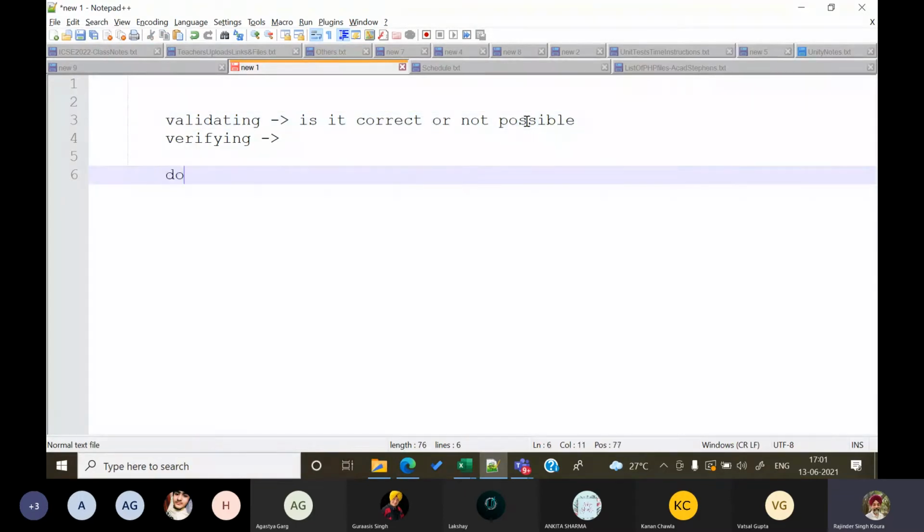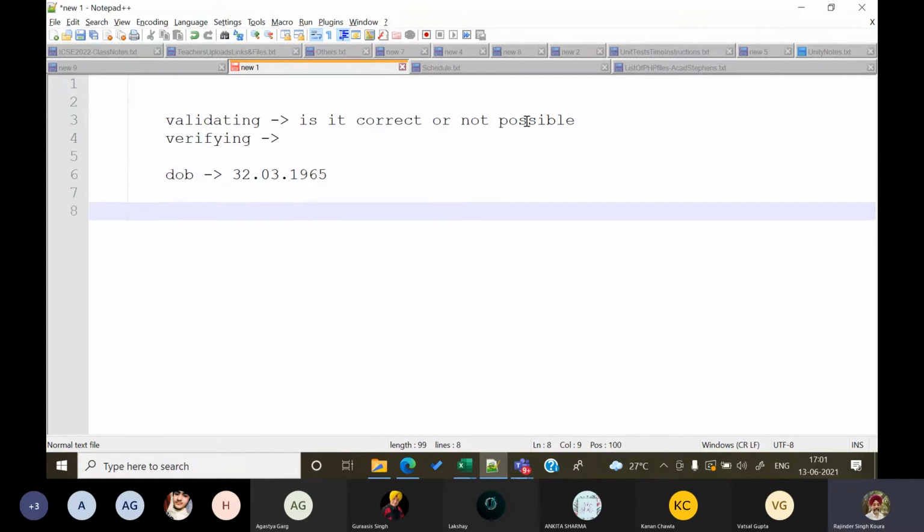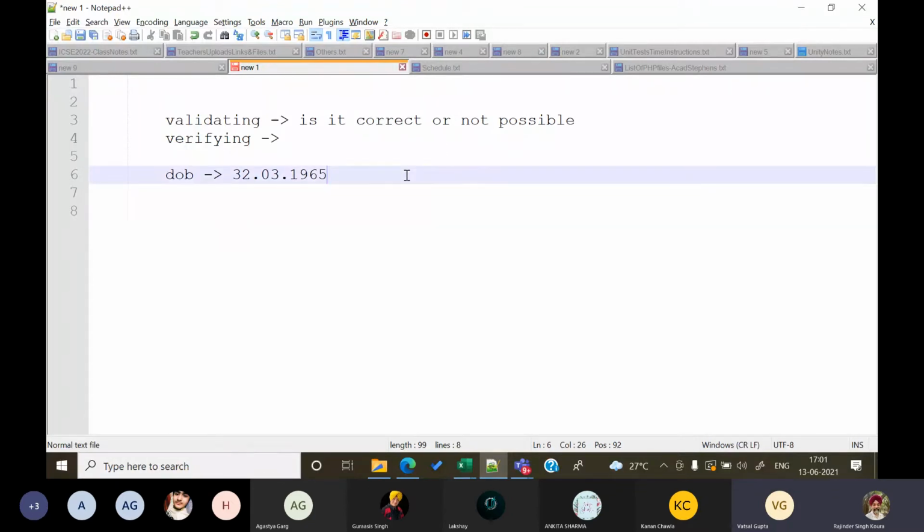Suppose I want to tell you my date of birth, and I tell you that my date of birth is 32nd of March 1965. Okay. What do you see here now? Sir, the date can't be 32. The date cannot be. So that means the date is not correct. It is not possible to have this date.